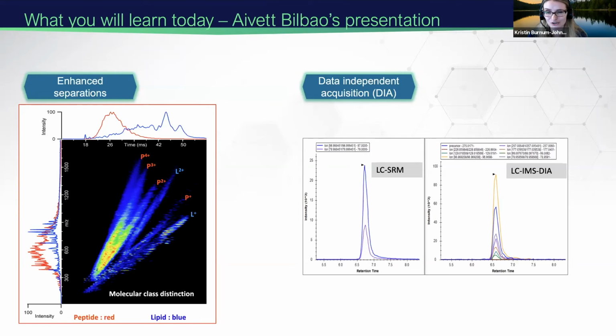And then to complement Yu-Chin's discussion on data-dependent acquisition, Yvette will discuss data-independent acquisition. Now, in the example to the right, the first panel on the left shows data from LC-SRM, so liquid chromatography selective reaction monitoring. The second panel on the left shows data from LC-IMS-DIA, so liquid chromatography, ion mobility spectrometry, data-independent acquisition, which, as you can see, provides more fragments and thus enables better identification of this particular molecule.